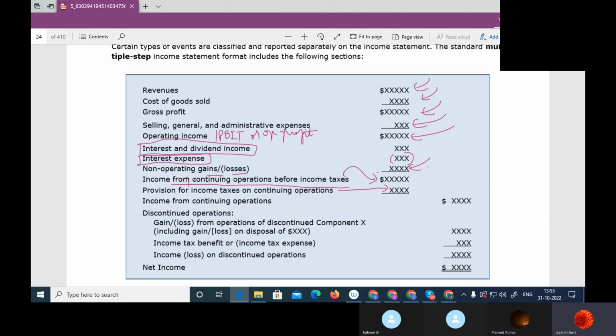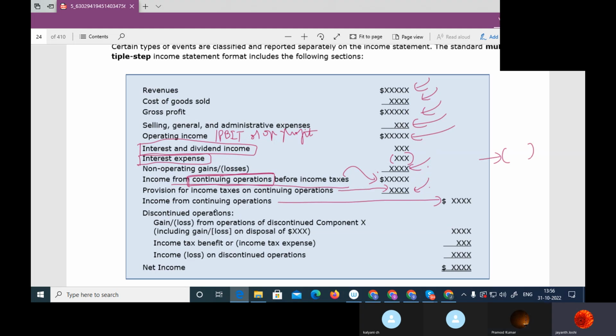What is the terminology they are using? Income from continuing operations. That means you want to keep running your business. It's not a business which is going to stop its activities. Then you have the income tax provision, which every company makes, as they have to pay so much income tax to the government. Then you get income from continuing operations.